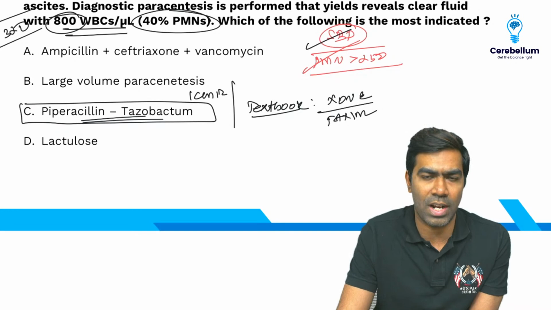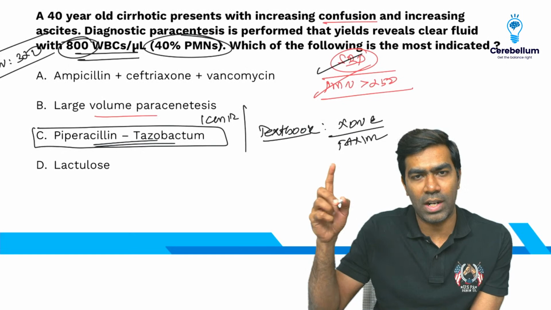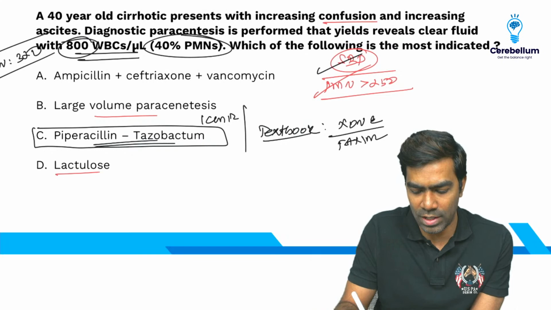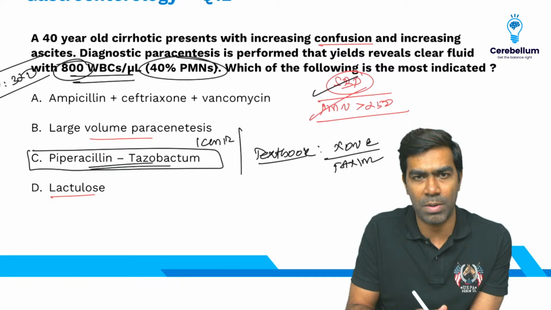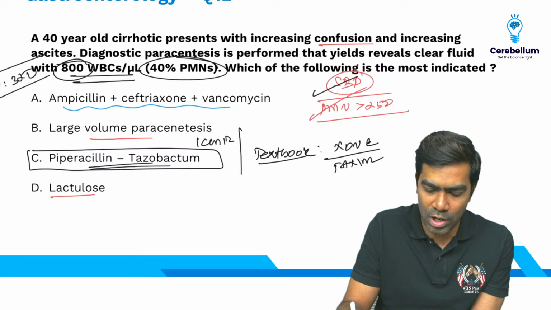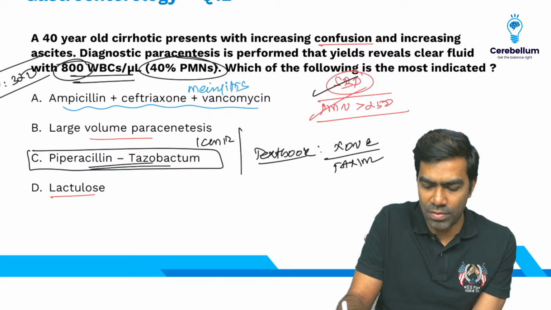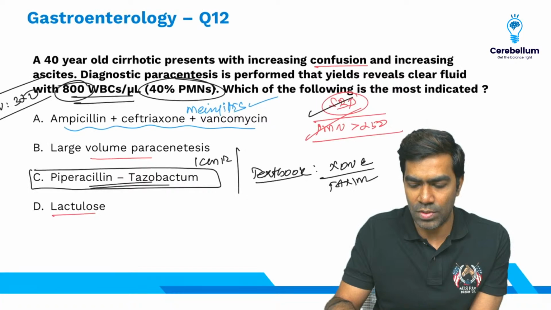Okay, large volume paracentesis is for refractory chronic ascites, not in a patient with spontaneous bacterial peritonitis. Lactulose can be tried for hepatic encephalopathy, in fact, it is the first line treatment for hepatic encephalopathy. But here, that's not the primary problem. SBP is the primary problem. That is what is causing the encephalopathy. So treat that first. Ampicillin, ceftriaxone, and vancomycin will be the treatment for meningitis patients, not for patients with spontaneous bacterial peritonitis. So the right answer for this question is going to be option C.